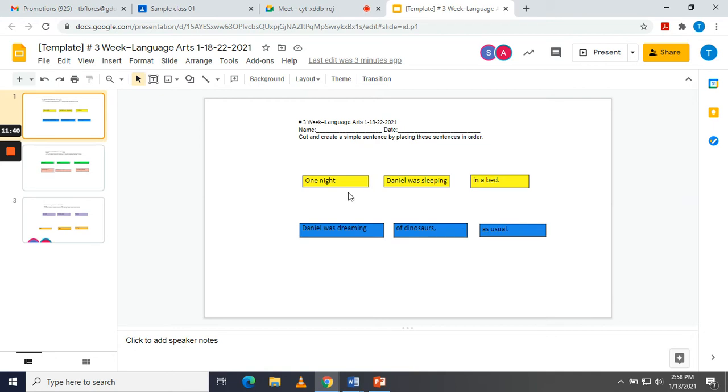The next activity or skill I would like to work on is using the Jamboard. And we'll be working on sentences, okay? So it's going to be a writing skill.